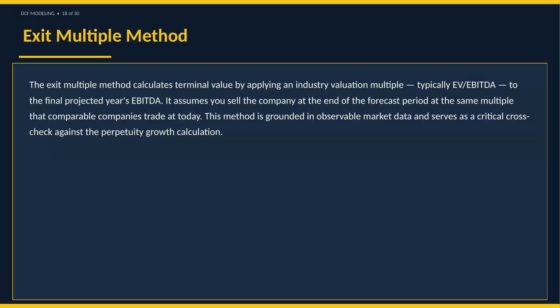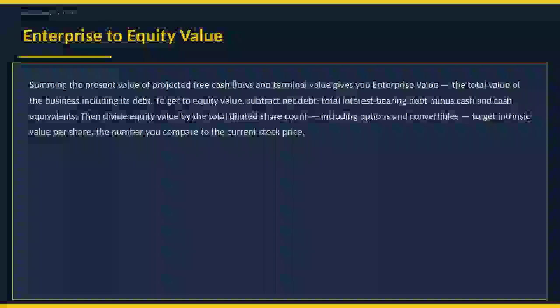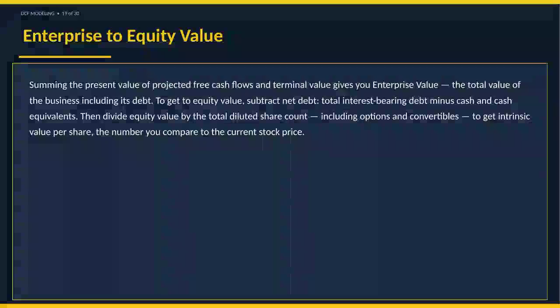Summing the present value of projected free cash flows and terminal value gives you enterprise value, the total value of the business including its debt. To get to equity value, subtract net debt, total interest-bearing debt minus cash and cash equivalents. Then divide equity value by the total diluted share count, including options and convertibles, to get intrinsic value per share, the number you compare to the current stock price.